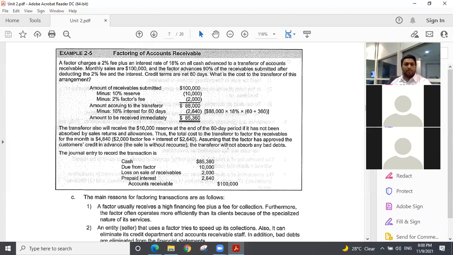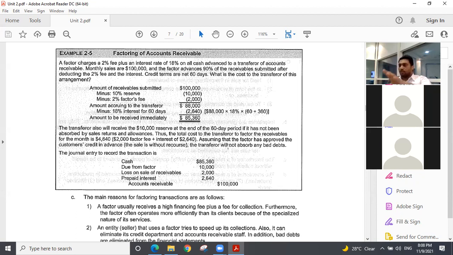Here is an example question. A factor charges a 2% fee plus an interest of 18% on all cash advances to a transfer of accounts receivable. Monthly sales are 100,000 and the factor advances 90% of the receivables submitted after the deduction of 2% fees and interest. The credit terms are 60 days. What is the cost of the transfer of this agreement? That means as a company, what is your cost? That is what we are going to calculate.